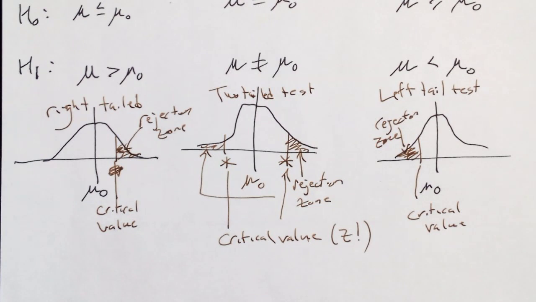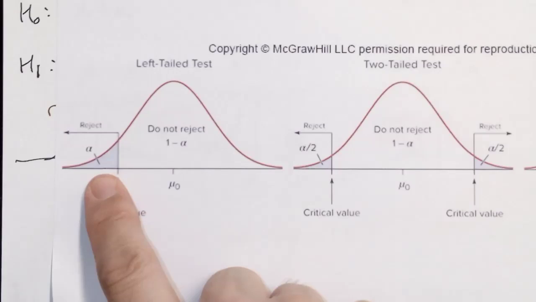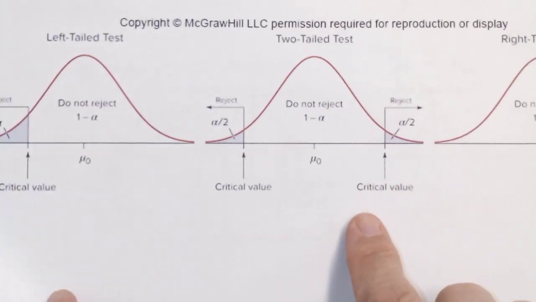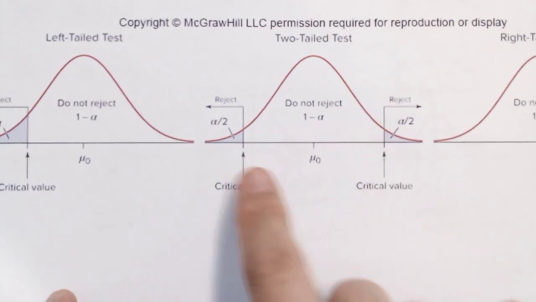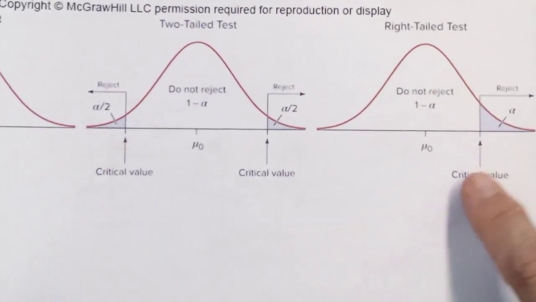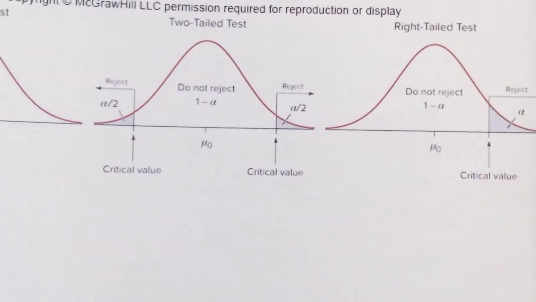I freely admit to being a crap artist. Page 325 has a much better picture than I do. Our left tail test, rejection area, critical value. Two-tail test, rejection areas, critical value. Right tail test, rejection area, critical value. Now they did something I didn't do. There are alpha on these pages. What was alpha again?